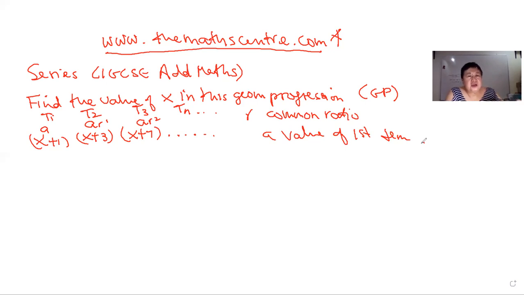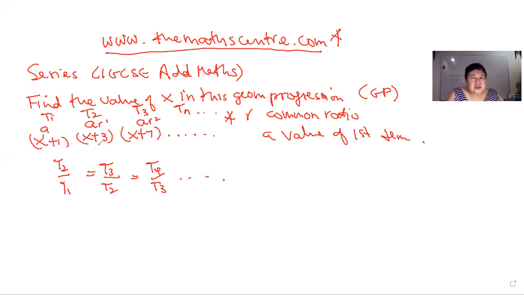So to do this, we ask ourselves, what connects all these terms? The thing that connects all these terms is, of course, the common ratio. How do you find the common ratio? In most textbooks, it's given that the second term over the first term is the same as the third term over the second term, which is the same as the fourth term over the third term, etc.